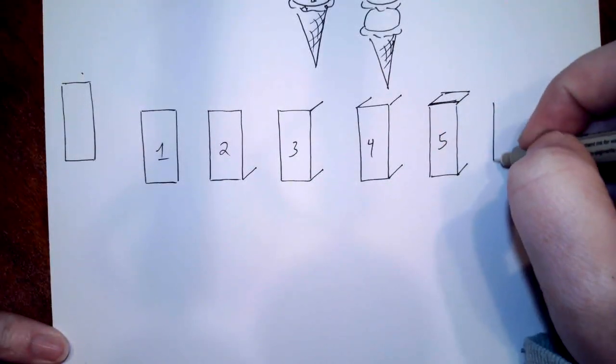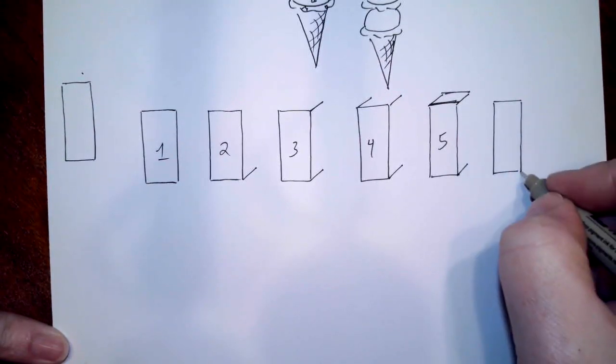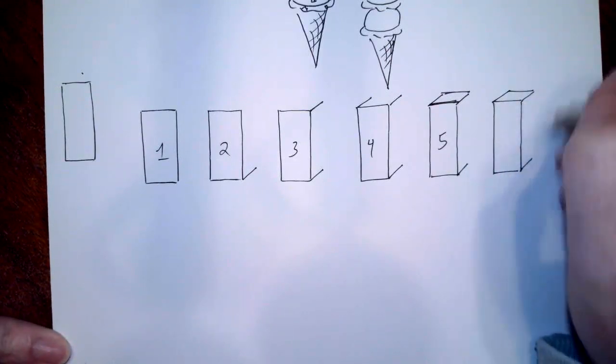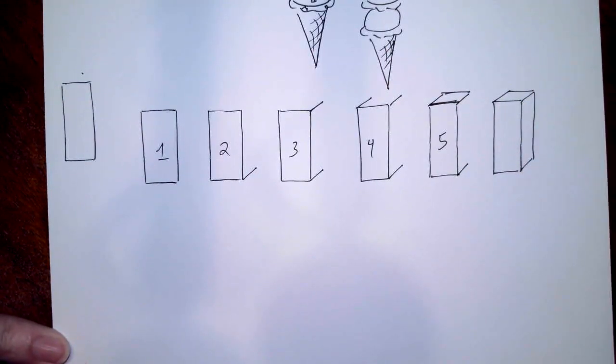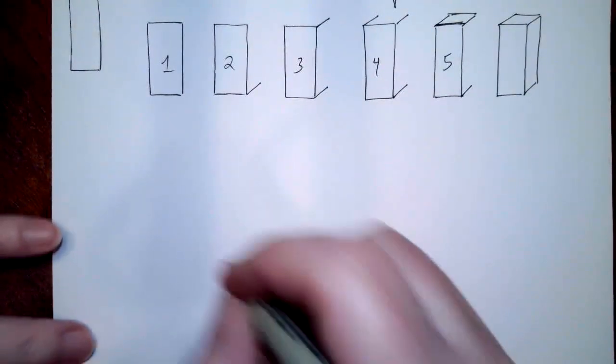Okay? Step 6, diagonal, diagonal, diagonal, horizontal. This is vertical here. This must be vertical here. Once you have that rectangular prism, we can take this in different directions.